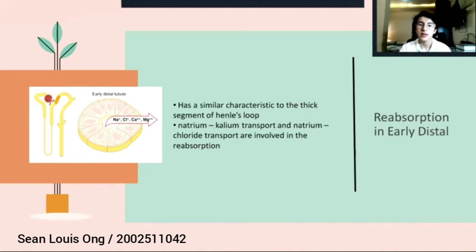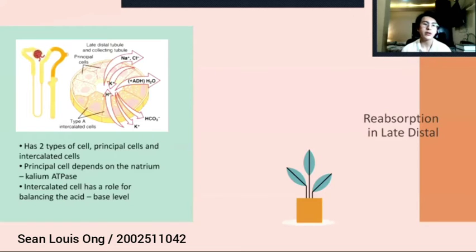And then we move to the late distal tubule. Late distal tubule has two types of cell: principal cell and intercalated cell. Principal cell has a natrium kalium ATPase that has the main role in the transport, and the intercalated cell has a hydrogen kalium ATPase that has a big role for balancing the acid-base level.